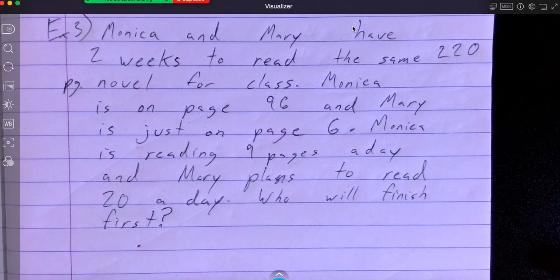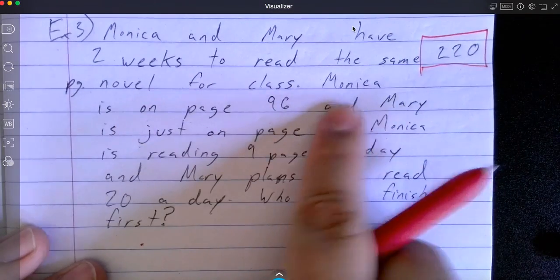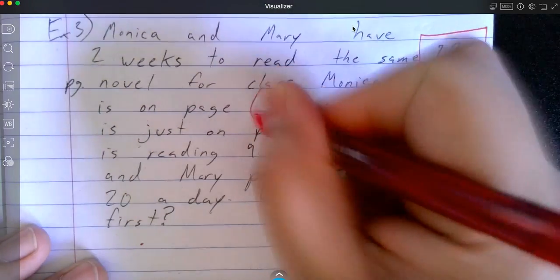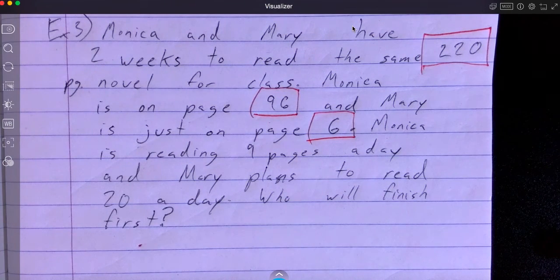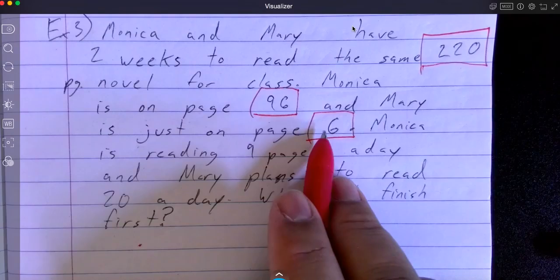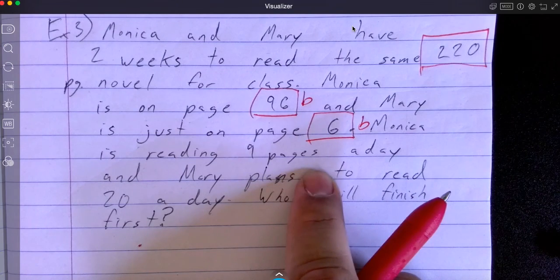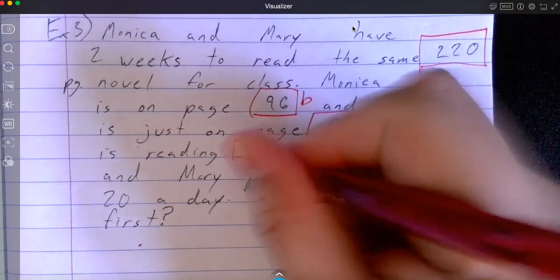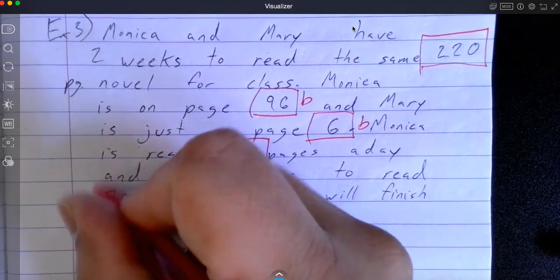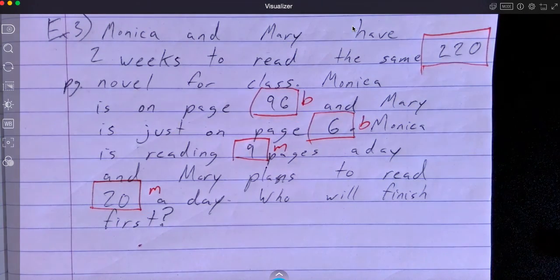Monica and Mary have 2 weeks to read the same 220-page novel. Okay, so they're reading a book that's 220 pages. Monica is on page 96. Mary is on page 6. Okay, if you can guess, since we're using linear equations, these are our starting points. These are the y-intercepts. Monica is reading 9 pages a day, and Mary plans to read 20 pages a day. Pages per day, 20 pages per day. This will be our slopes. We are going to write linear equations for both of them.